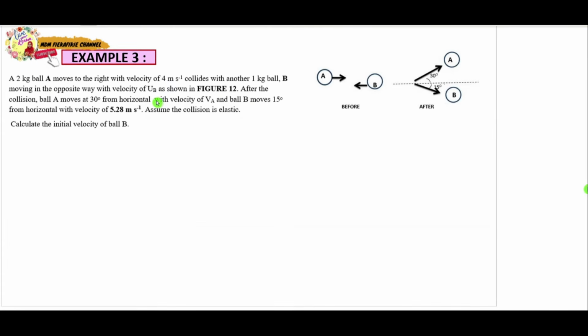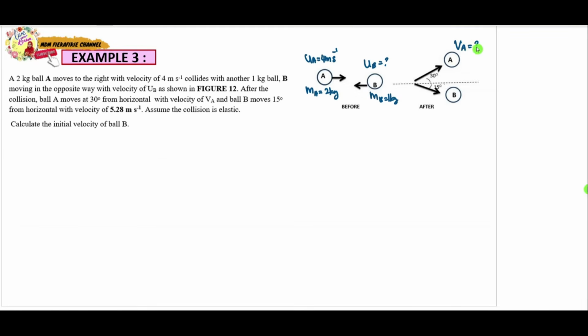Alright, now example number 3. Here we have ball A and ball B, and given that mass of A is equal to 2 kg and mass of B is 1 kg. Okay, A is moving to the right, so it's 4 meter per second. But for B, it's moving opposite direction. Tapi kita tak tahu berapa initial velocity untuk B. So after the collision, what happened? Ball A move at 30 degree from the horizontal. So dah lukis kat sini. And the velocity of ball A tak tahu juga.